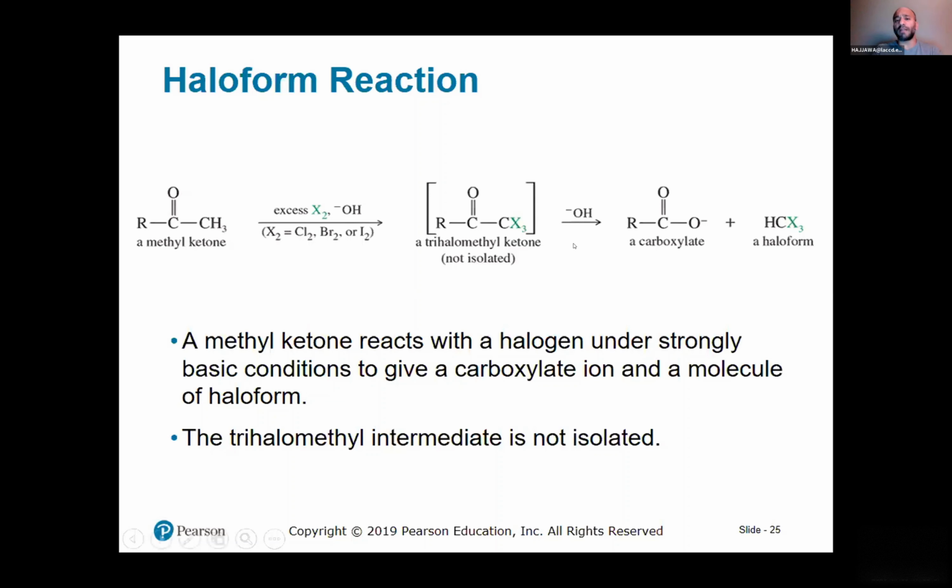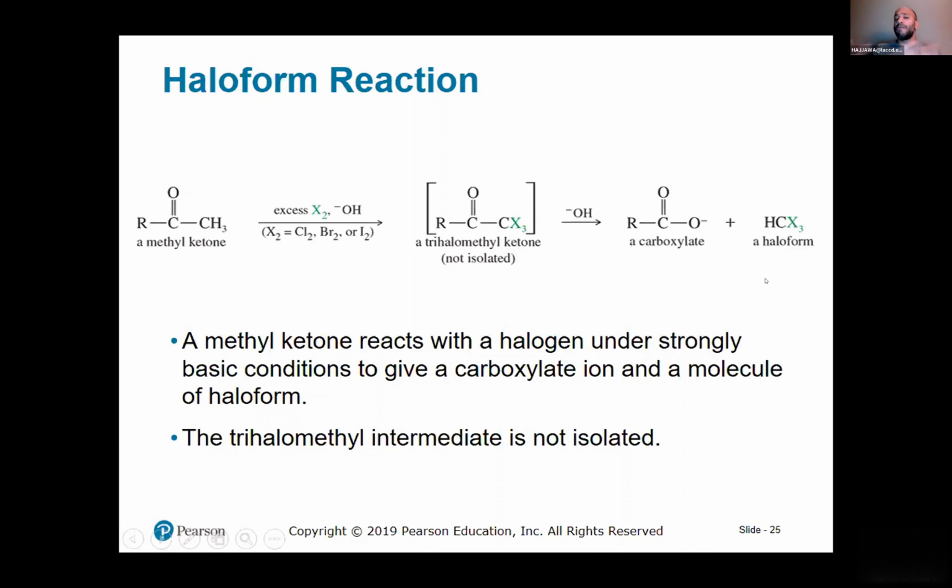So once you form that trihalomethyl ketone, in the presence of OH minus, which you still have excess of, it's going to attack the carbonyl, and it's going to kick off CX3, and that's going to give you the carboxylic acid plus CX3 minus, which will grab the hydrogen from the carboxylic acid to give you the carboxylate plus the haloform. This is a yellow precipitate.